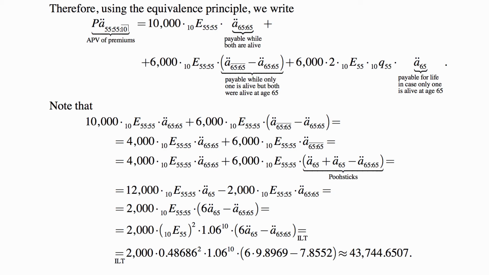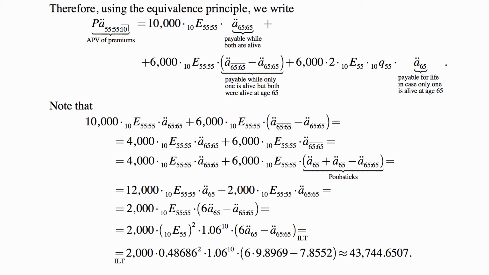And 2 times 6,000 is 12,000. So it's 12,000 times the pure endowment factor for joint life survival times ä65 minus, well, it's going to be minus 6,000 plus 4,000, so minus 2,000, 10E55:55 times ä65:65. Okay, well, then we factor out the common factor of 2,000 times the pure endowment, and then we have 6 ä65 minus ä65:65.